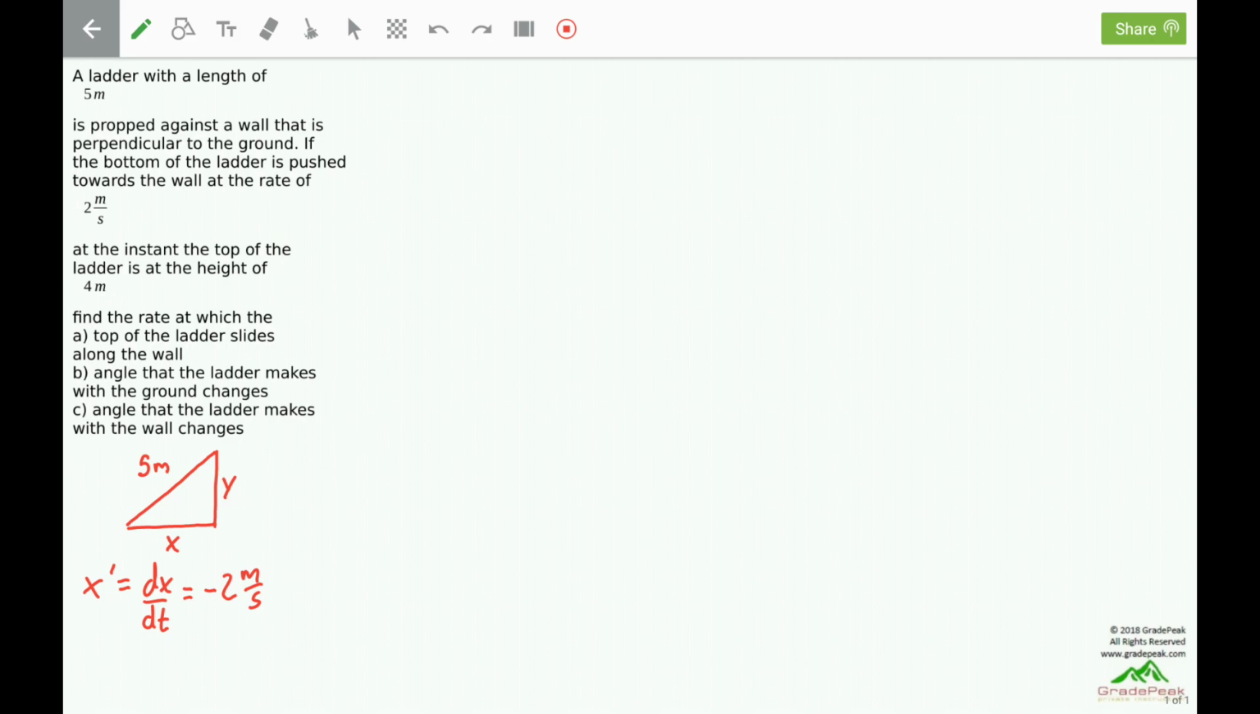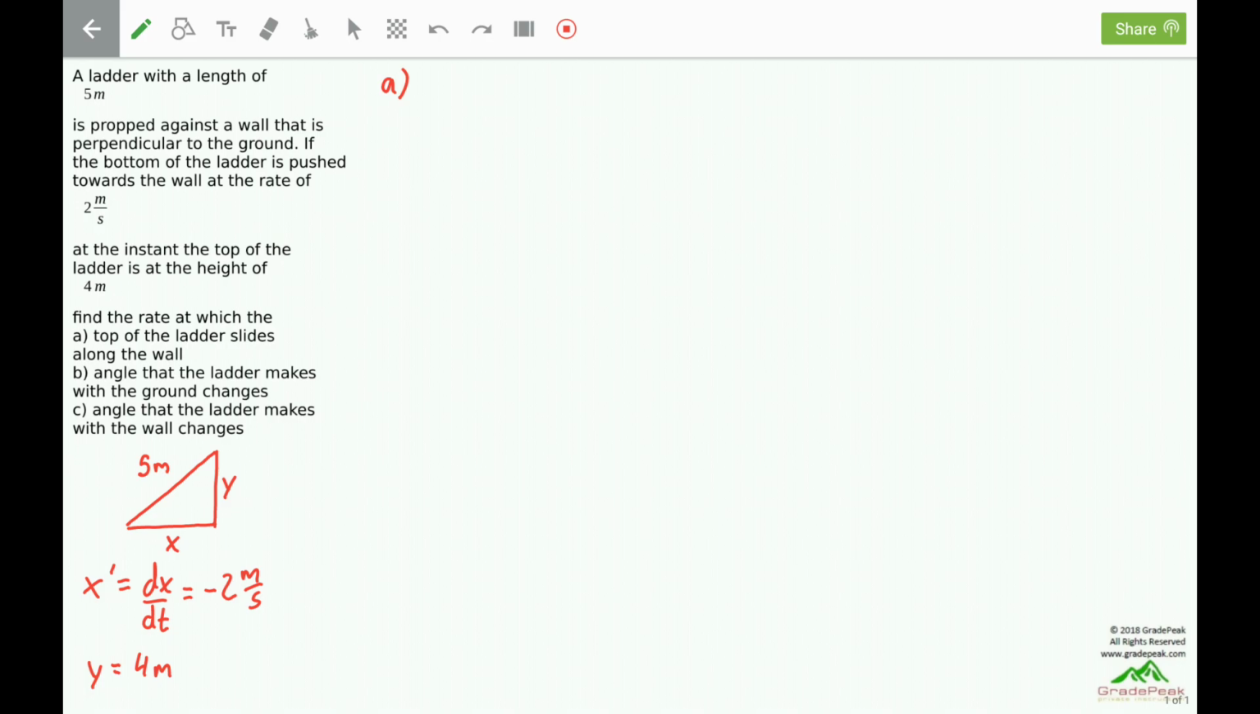We are also given the height of the top of the ladder. That will be the Y value. Y equals 4 meters. For part A, we're looking for the rate at which the top of the ladder slides along the wall. The top of the ladder is measured in height by Y, so we're looking for the rate at which Y changes. We have the rate with which X changes, and we want to find the rate with which Y changes, so we have to relate Y to X.